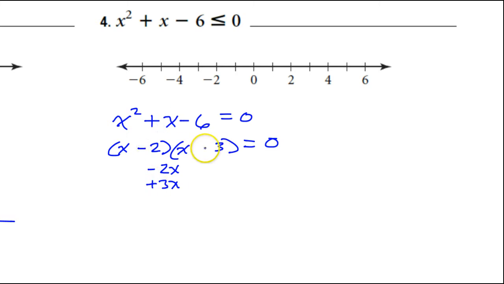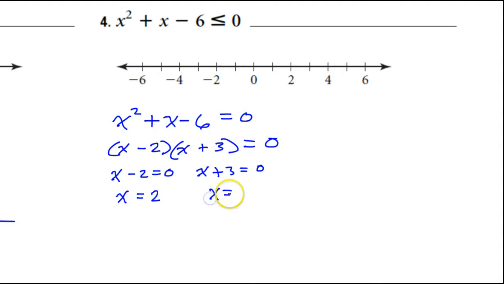So there's my negative 2, and this will give me positive 3. And negative 2 times positive 3 is negative 6. So we have factored it correctly. So we can finish solving this equation by setting these factors equal to 0. So x minus 2 equals 0, x plus 3 equals 0. That gives me the two solutions, x equals 2 and x equals negative 3.